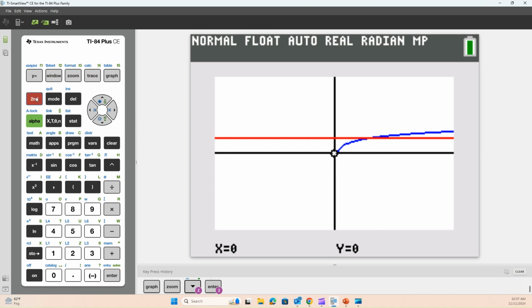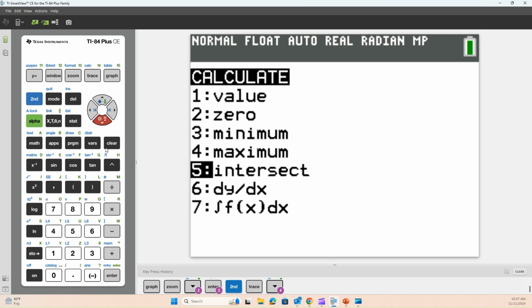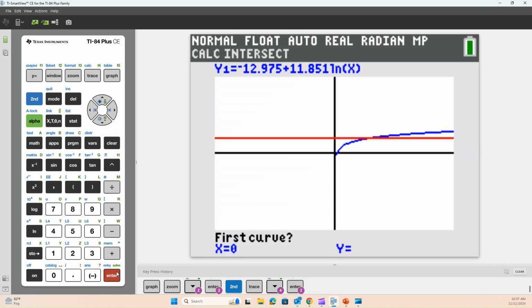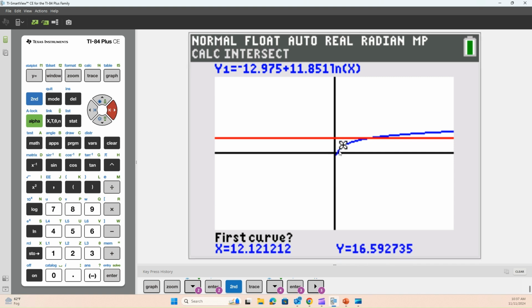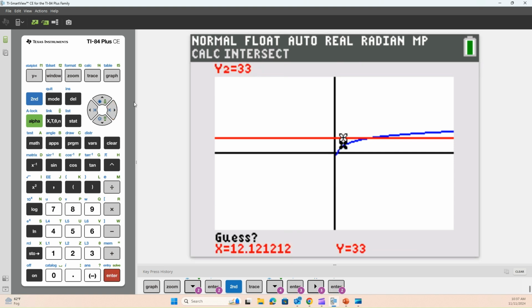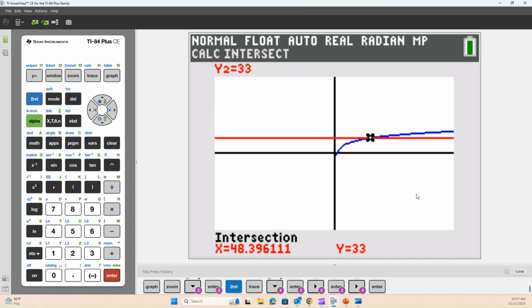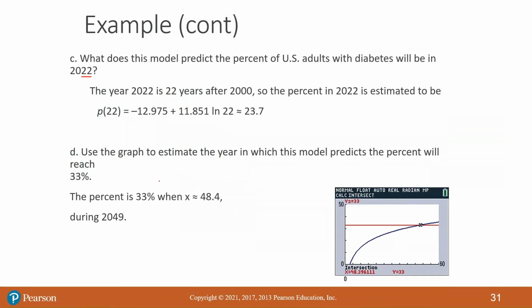When I can see where they intersect, I can do second calc, run the intersect function, and hit enter on the first curve. I have to get it where it actually shows up on the first curve. So enter on the first curve, enter on the second curve, and then I'll use the cursor to get near where they intersect, and hit enter a third time. It gives me a value of 48.396111, approximately 48.4. So the percent is 33% when x is approximately 48.4. If I round that up to the nearest year, that will be during the year 2049.